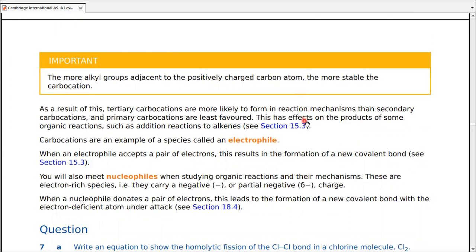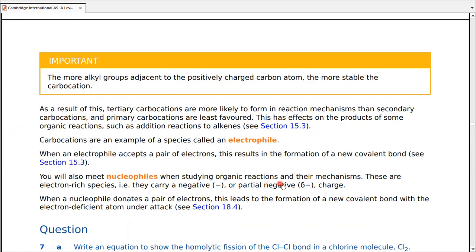The more alkyl groups adjacent to the positively charged carbon atom, the more stable the carbocation is going to be. And this is the takeaway from all of this. Of course, the one we are calling tertiary is more stable because it has three alkyl groups adjacent to it. As a result, tertiary carbocations are more likely to form in a reaction mechanism than secondary. Secondary is more favored than primary. Primary is least favored.